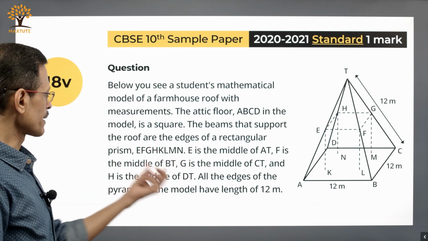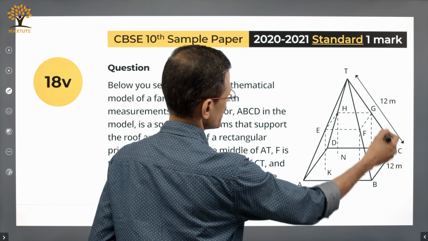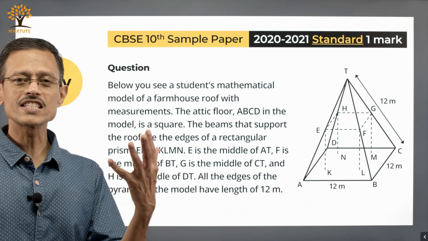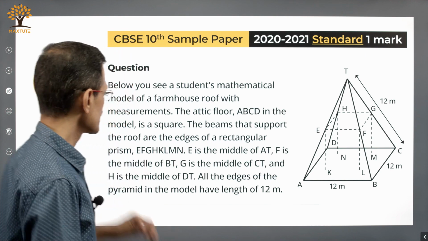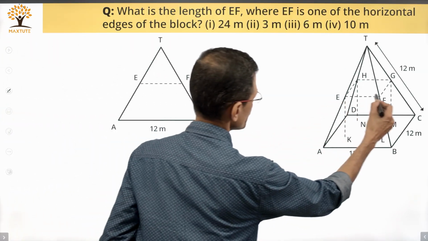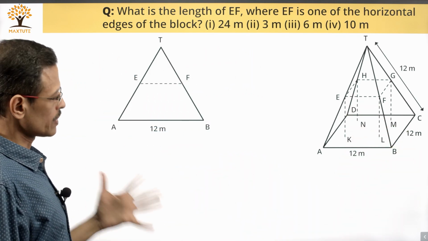All the edges of the pyramid in the model have length of 12 meters, right? All these edges, right? CT is 12 meters, BC is 12 meters, AB is 12 meters. Let's check out what is asked of us. What is the length of EF? This is what we need to find out. Where EF is one of the horizontal edges of the block.